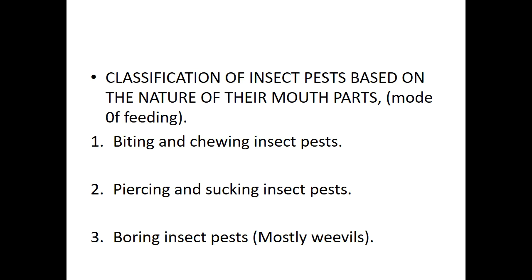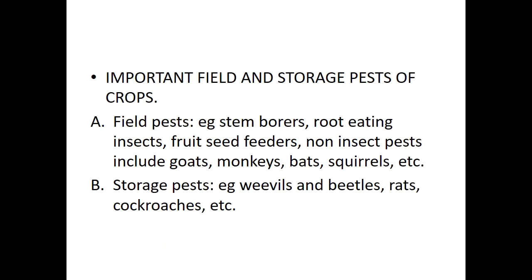We also look at the boring insect pests, mostly weevils. They are like the rice weevils, the bean weevils, the maize weevils, and the rest. We have different weevils. They eat up the grains, reducing them to powdery residues. Mostly they attack grains.